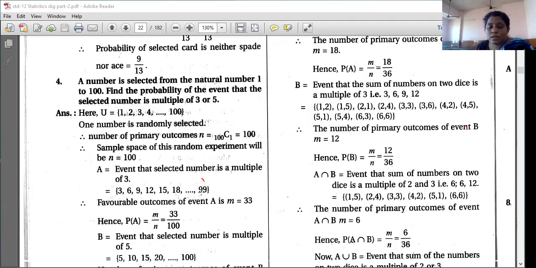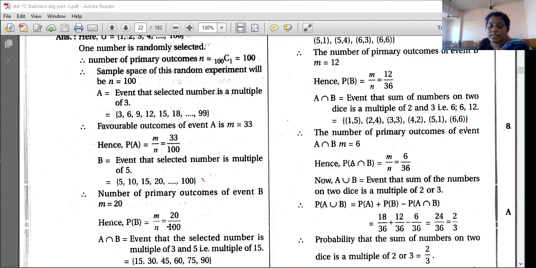Okay. So how do we know that we have to take till 99? Look, 100 is not a multiple of 3. So take in reverse, 99. So 99 is a multiple of 3, so you have to take till 99. So 99 divided by 3 comes to 33. So your m is 33 and P of A is m upon n, that is 33 upon 100.